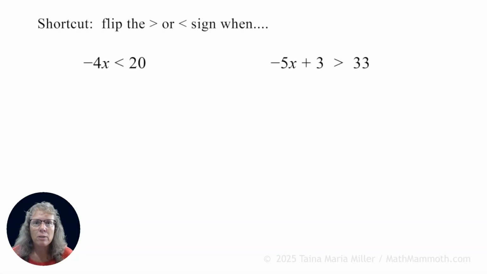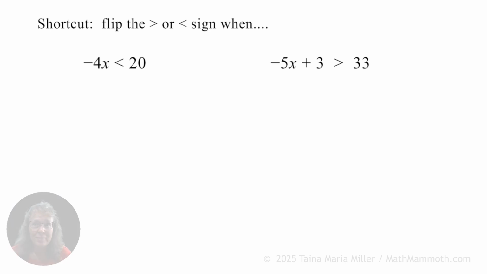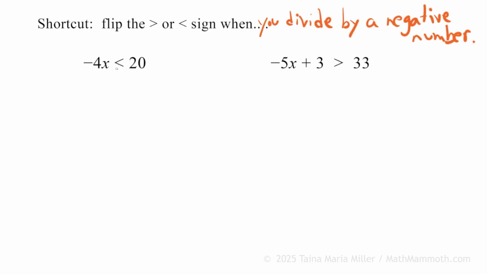The shortcut for solving inequalities when you have to divide by a negative number is that you, at the same time, flip the sign, the greater than or less than sign. And then everything works. So let's use that. You flip the greater than or less than sign when you divide by a negative number. Here, negative 4x is less than 20. I divide by negative 4, so that leaves x alone. Then I flip this sign and calculate 20 divided by negative 4, which is negative 5. So the solution set is all numbers that are greater than negative 5.